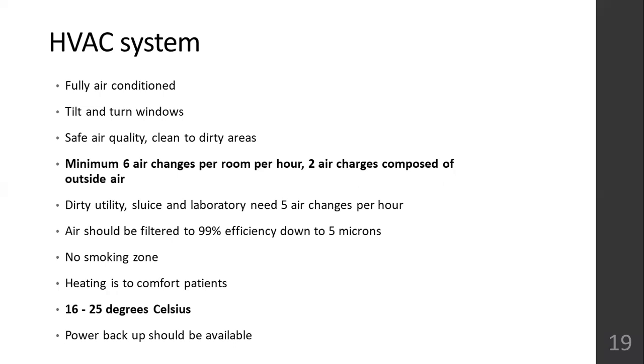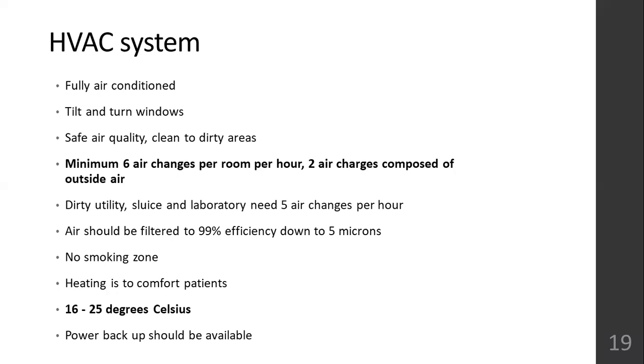One air change means that in 1 hour, at least 6 times the entire air in the room should be changed. And 2 air changes are composed of outside air. Clean air will come from the HVAC system, but 2 air changes should be composed of the outside air so that there is an equilibrium.